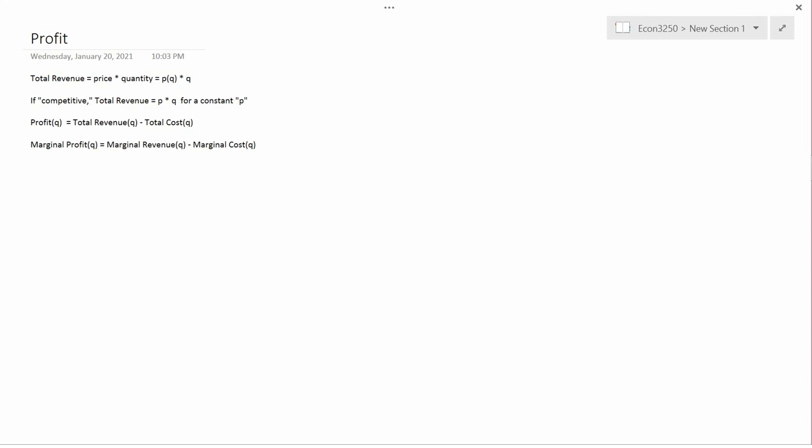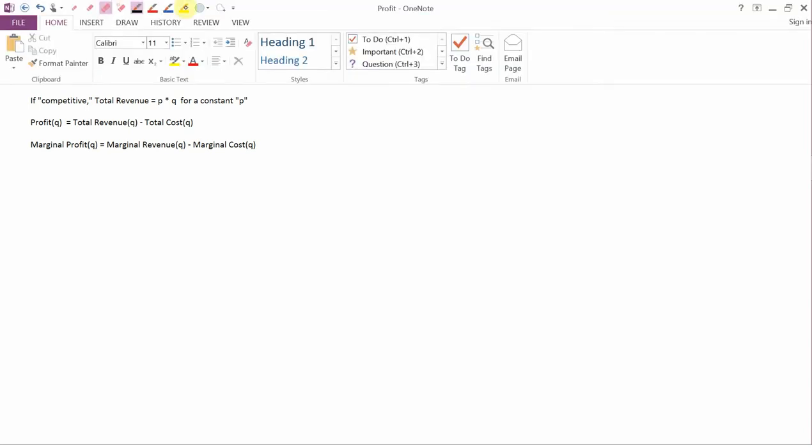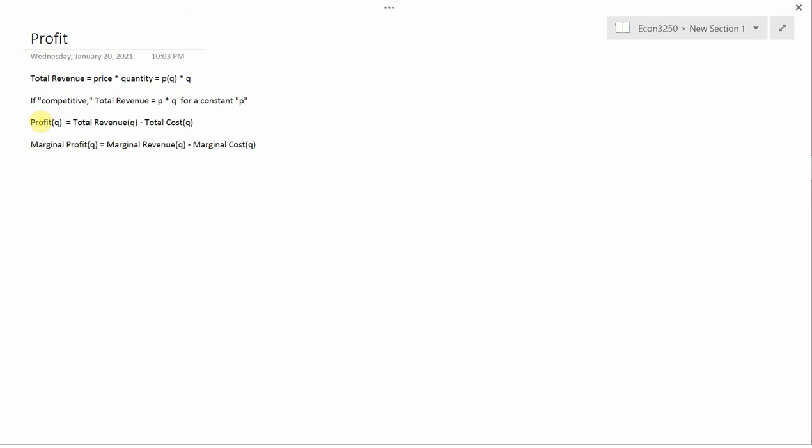So let's start with the definition of profit and the components. Profit is total revenue minus total cost. And so let me define the components of that. Total revenue is price times quantity.